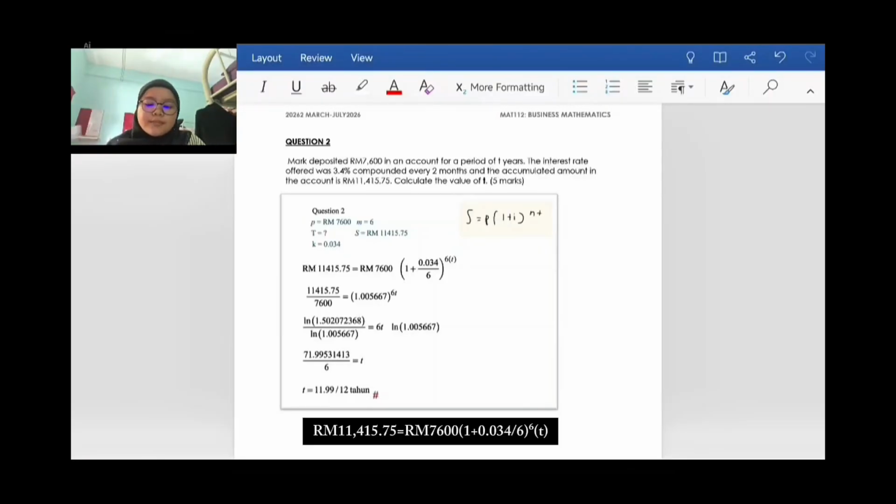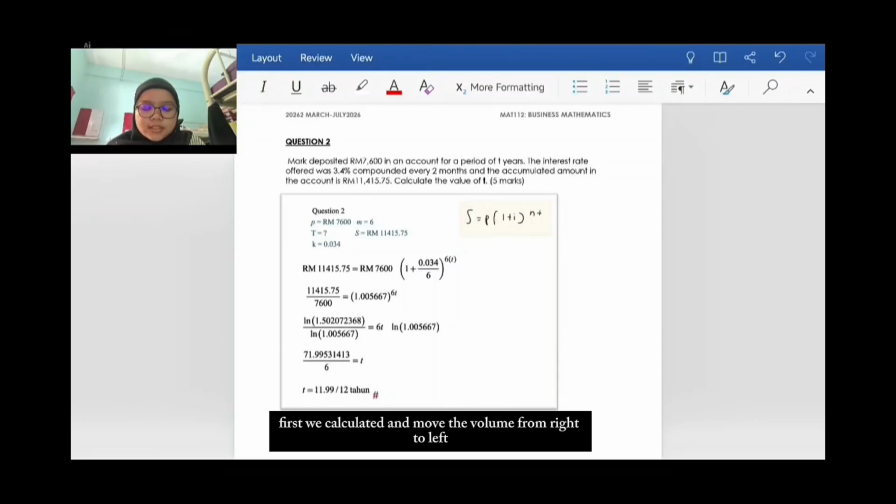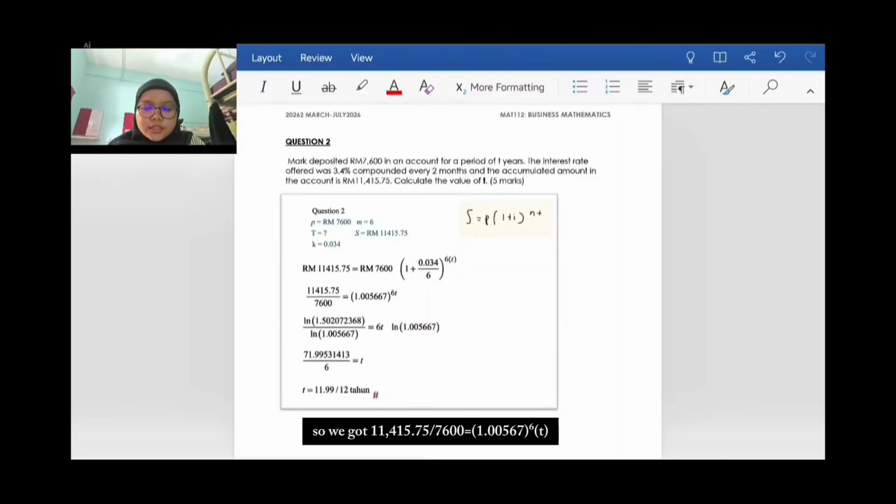I substitute all the given values in the formula and rearrange the equation to make t the subject. Okay, RM 11,415.75 equal to RM 7,600 (1 plus 0.034 per 6) to the power of 6t. So we need to finish the inside of the bracket first with the calculator and move the value from right to left. So we got 11,415.75 per 7,600 equal to (1.00567)^(6t).